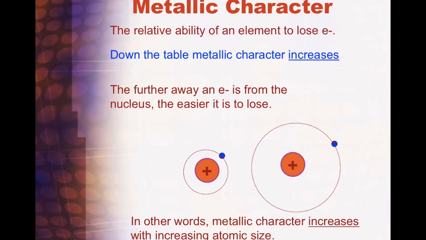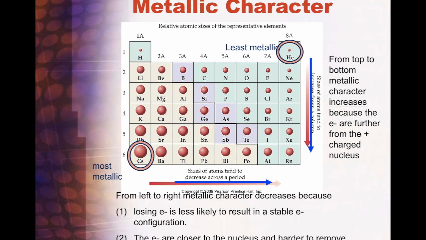So basically, to summarize, metallic character increases with increasing atomic size, whether we're going across or down the table. And this table summarizes these periodic trends.